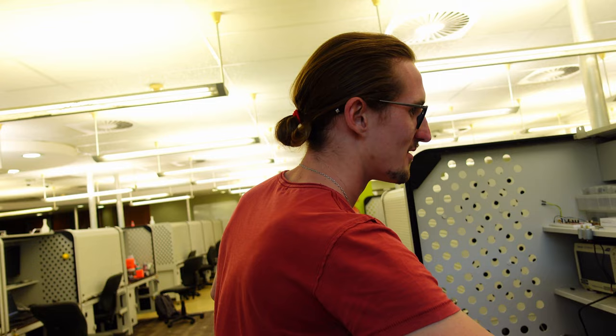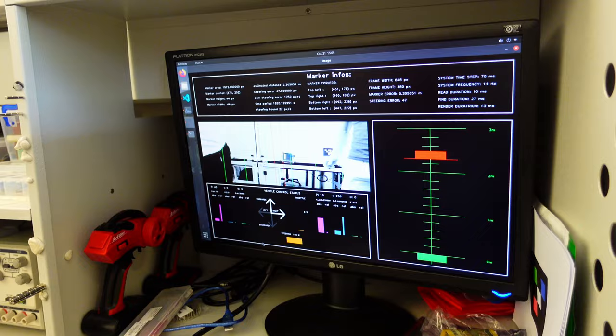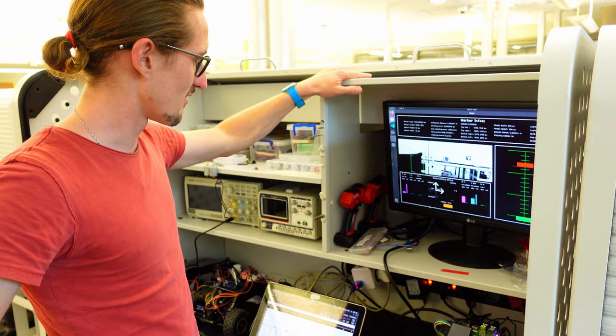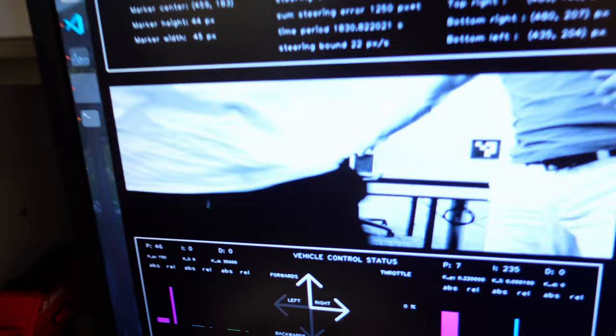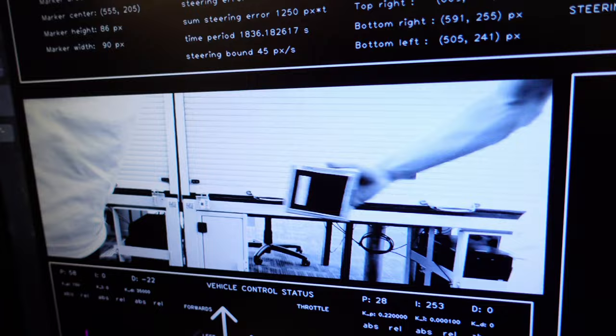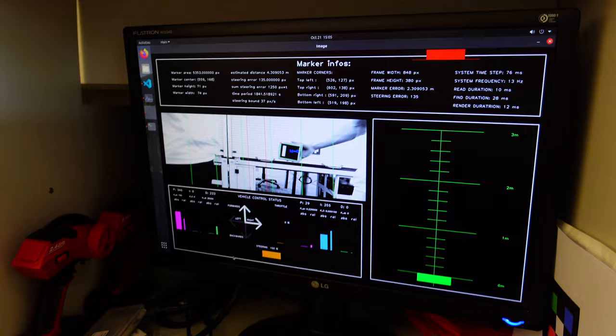Okay, so the two red lines we have in the middle are the steering axis. If you move the marker, you can see they shrink with the size, and if you have them in the middle, they're green, and if you move it outside the middle, they're red. So that's basically just when to start steering to correct it.